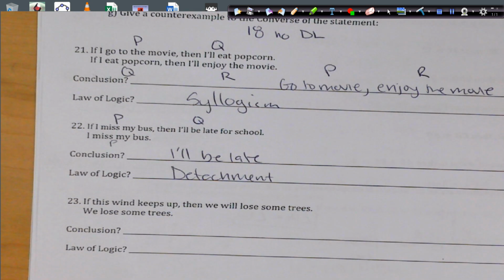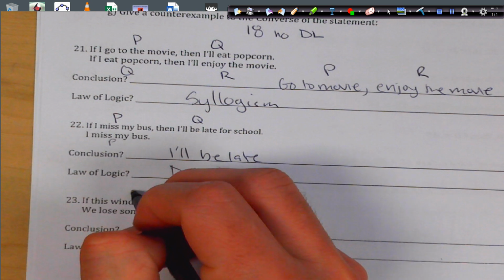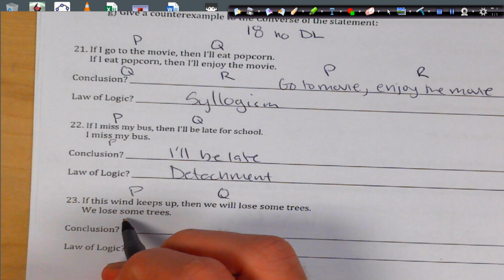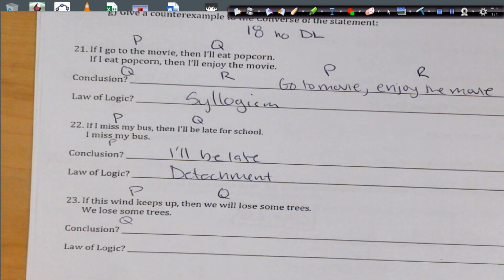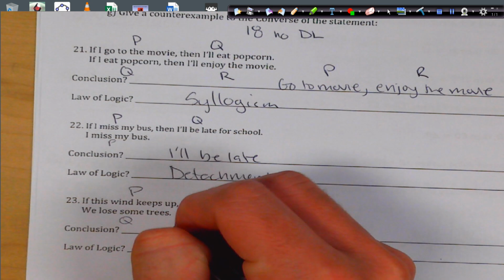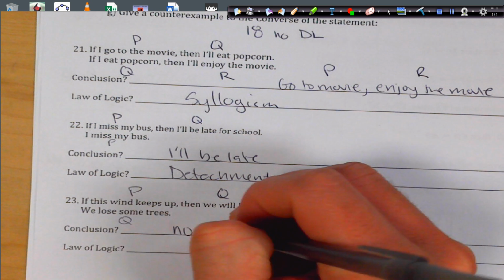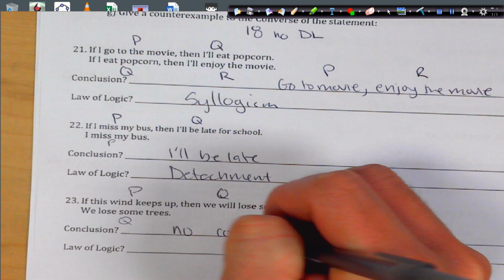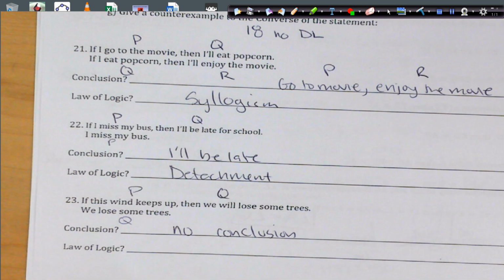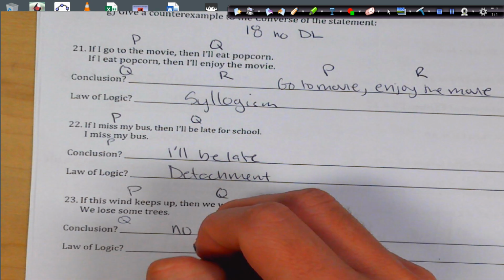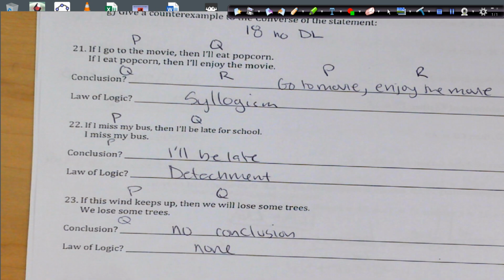If the wind keeps up, we'll lose some trees. So P, then Q. We lose some trees. That's Q. Just because we lost trees doesn't mean the wind. So if the wind picks up, we know we're going to lose trees, but because I lost trees doesn't mean it. It could be someone with a chainsaw cutting them down. I don't know. Anything could happen. So no conclusion. Law of logic? None, because it doesn't follow one of our laws of logic.